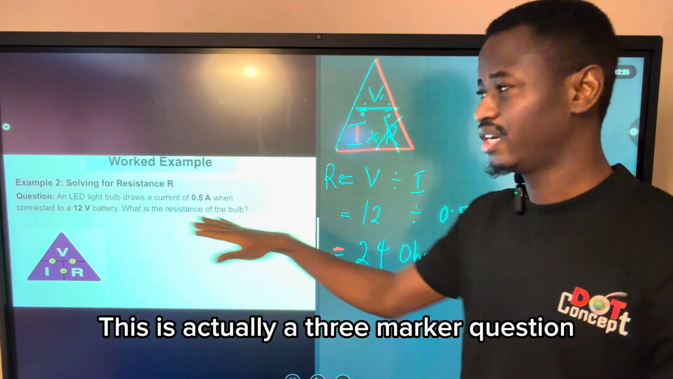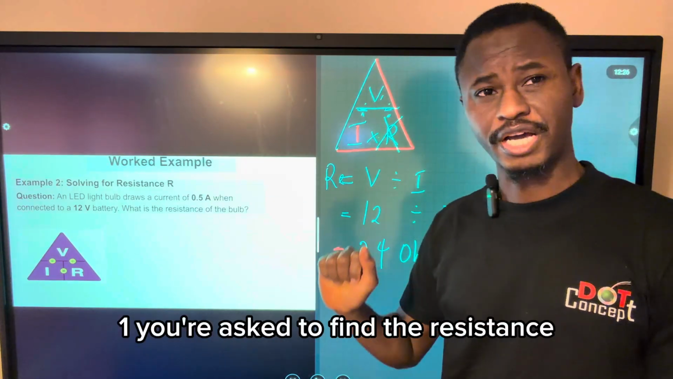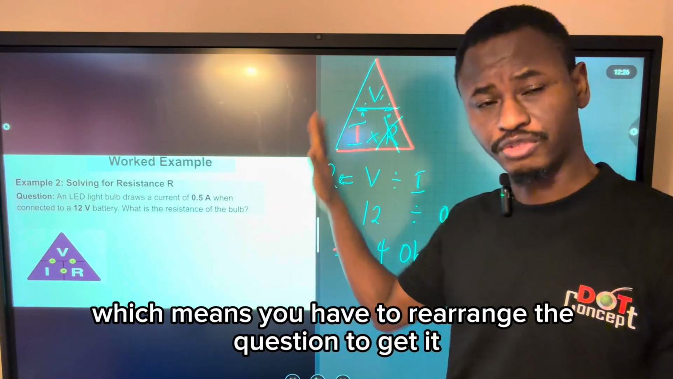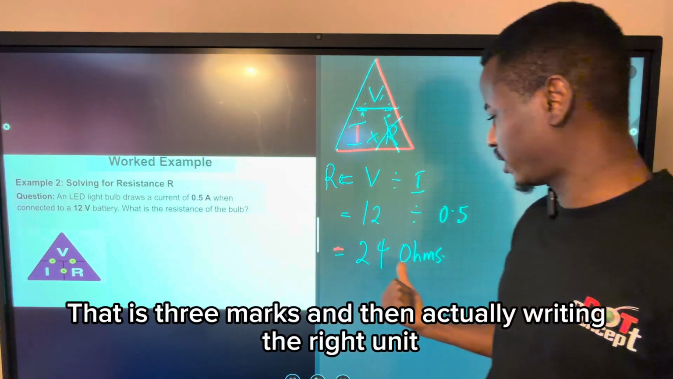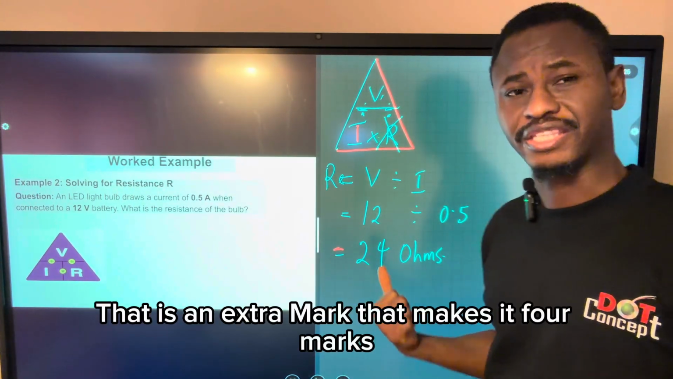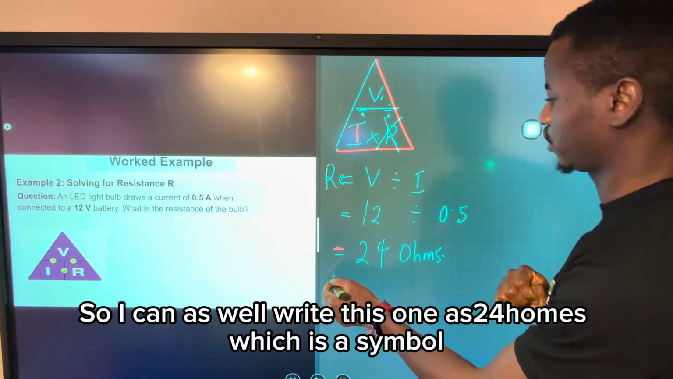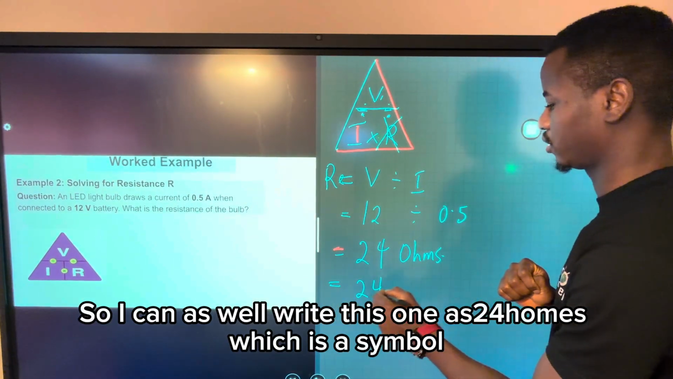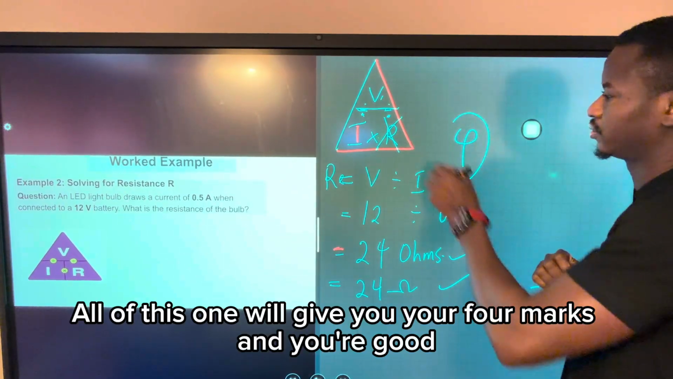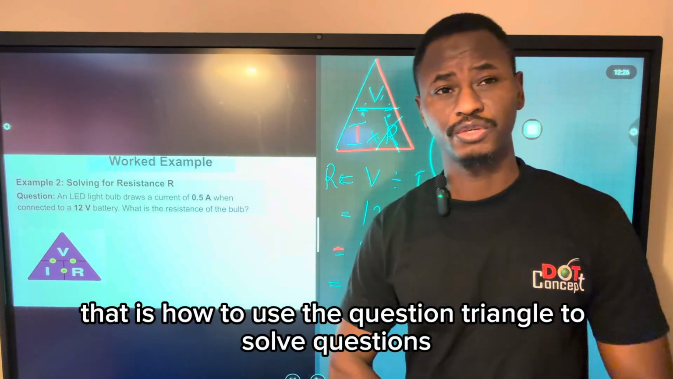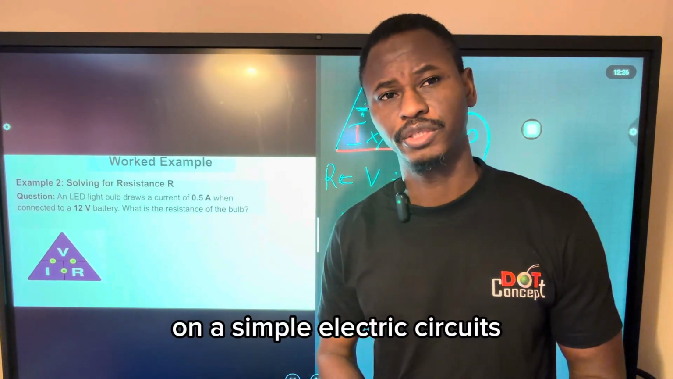This is actually a 3-mark question, even 4, because number 1, you're asked to find the resistance, which means you have to rearrange the equation to get it. That is 3 marks. And then actually writing the right unit is an extra mark. That makes it 4 marks. So I can as well write this as 24 ohms, with the symbol. All of this will give you your 4 marks, and you're good. So this is how to use the equation triangle to solve questions on simple electric circuits.